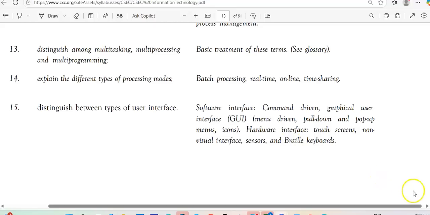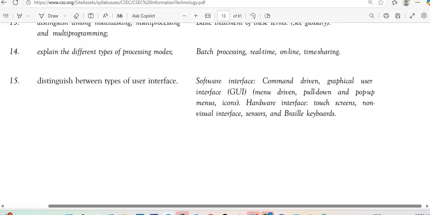All right, so next we're going to distinguish between types of user interface. Distinguish between types of user interface. And the different types of user interface are software interface and hardware interface. Examples of software interface are command-driven, graphical user interface, GUI, which is menu-driven, pull-down and pop-up menus. Hardware interface includes touch screens, non-visual interface sensors, and braille keyboards.